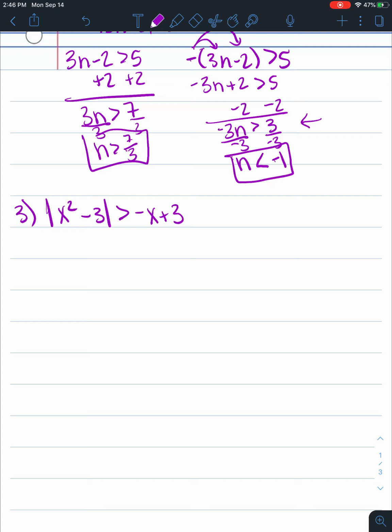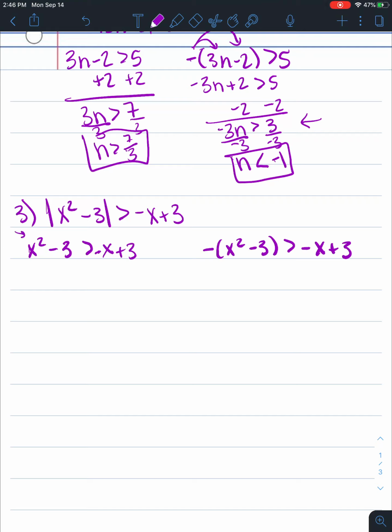Here I have my absolute value on one side by itself, so I don't need to add or subtract anything. I'm going to split this off into two problems. I can take the positive value: x squared minus 3 is greater than negative x plus 3, or I can do negative x squared minus 3 is greater than negative x plus 3. So these are the two problems I need to solve.